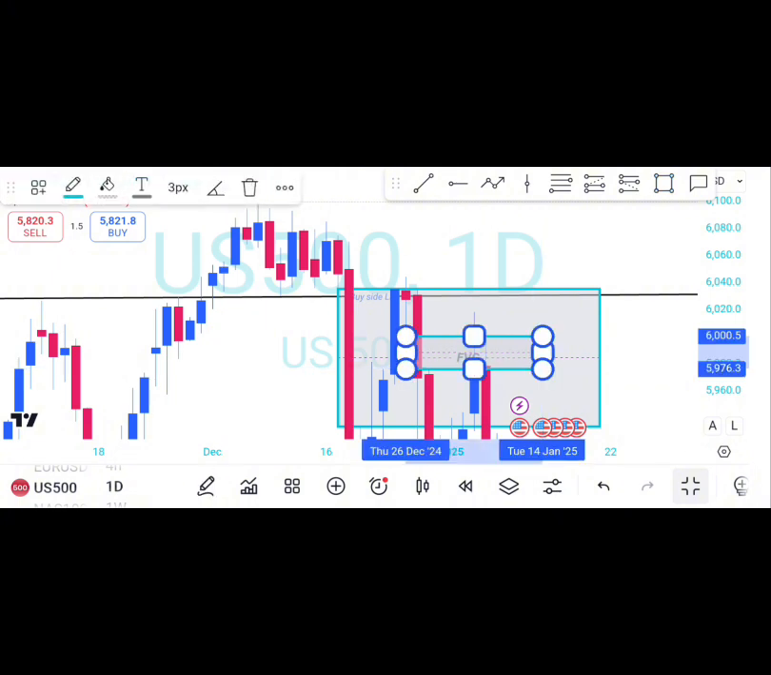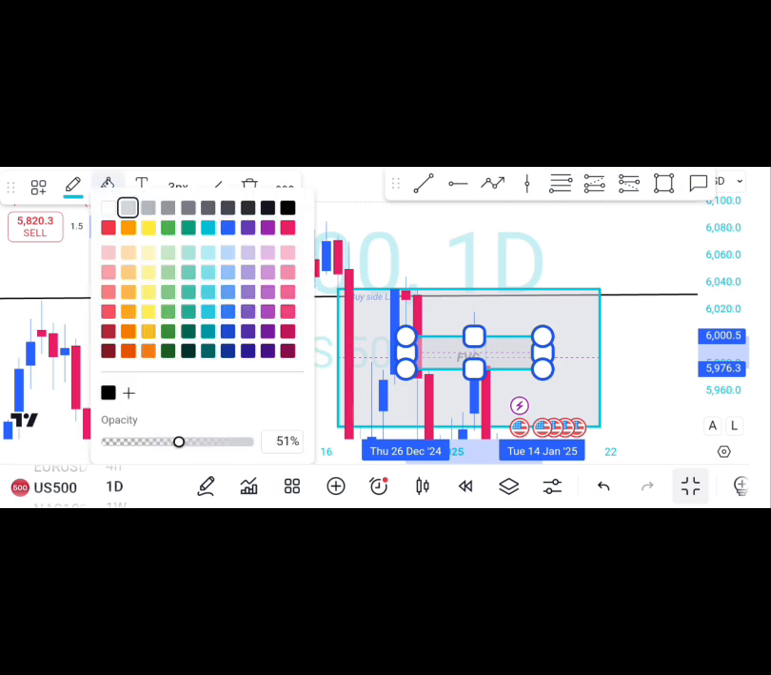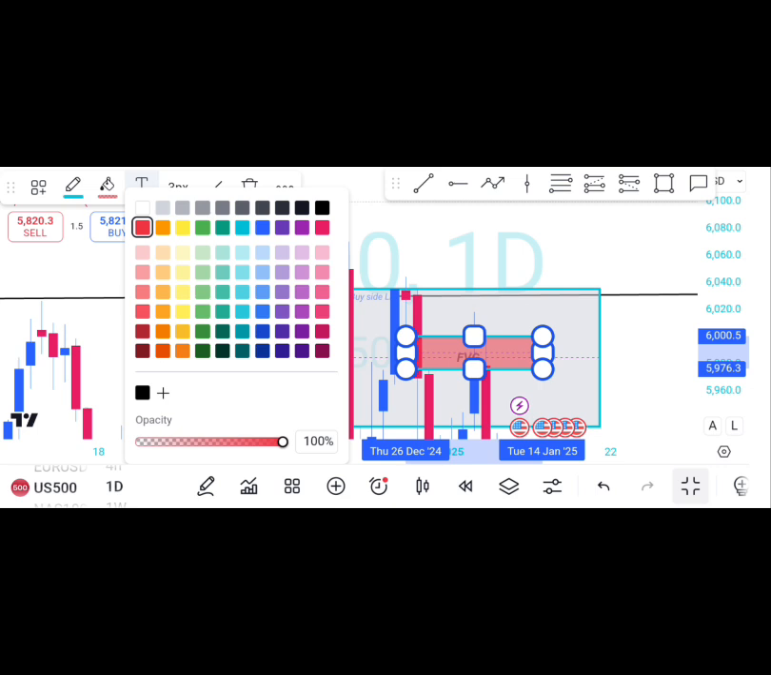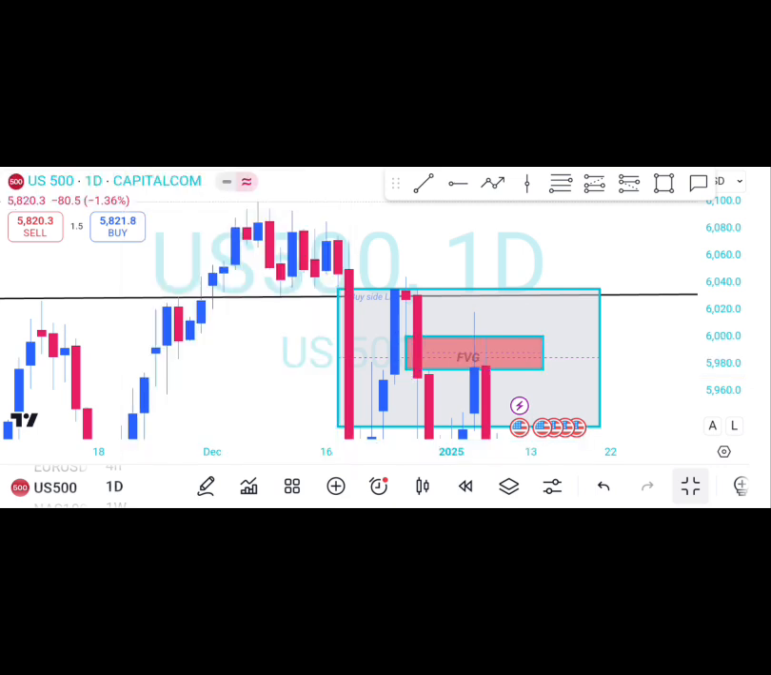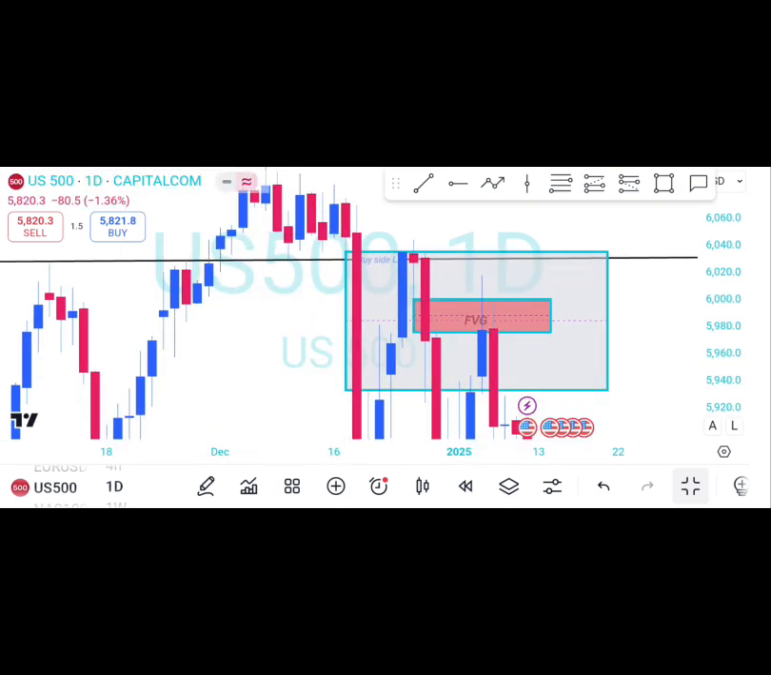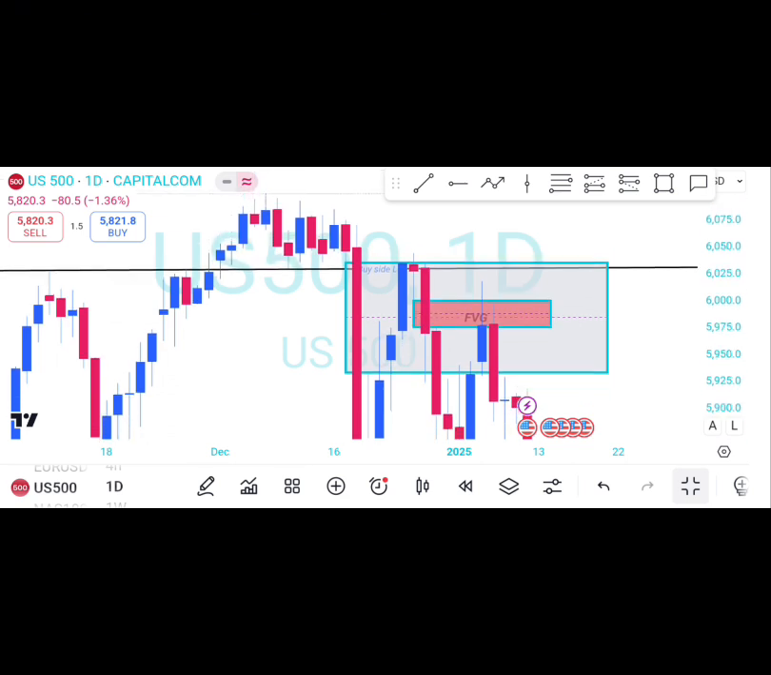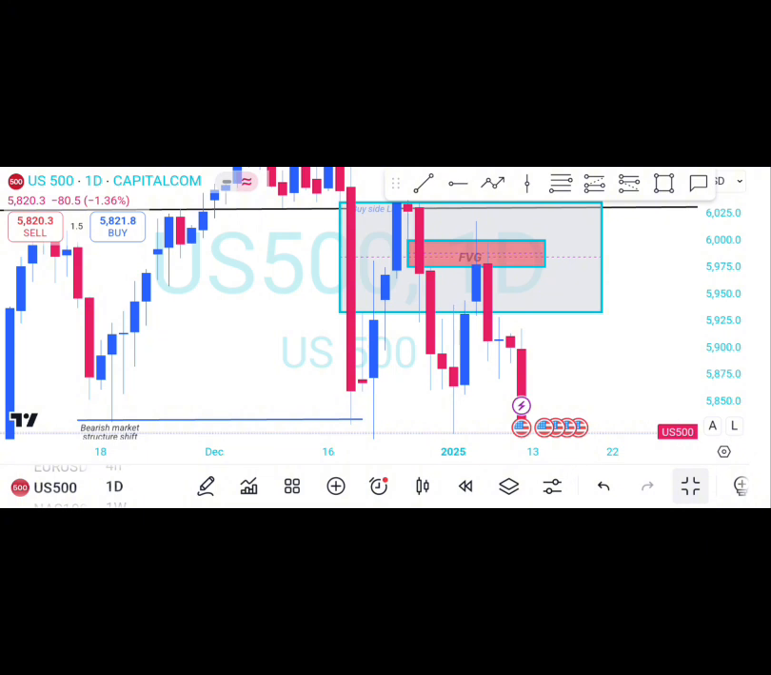So it's an imbalance. I'm going to change the color to red to show you guys the entry point. That's the fair value gap I just colored. That's the second fair value gap that price decided to keep before it continued with the downside momentum. So I'm just going to clear it out.